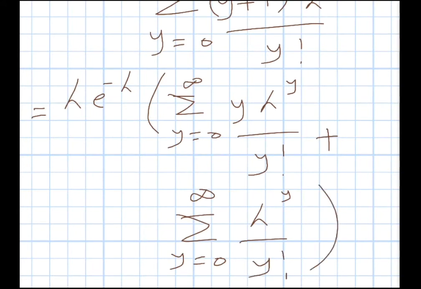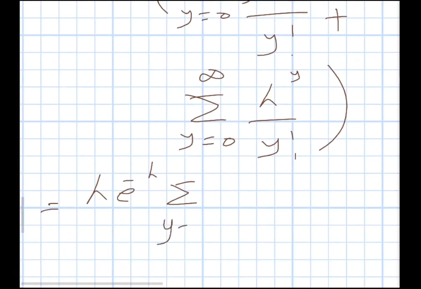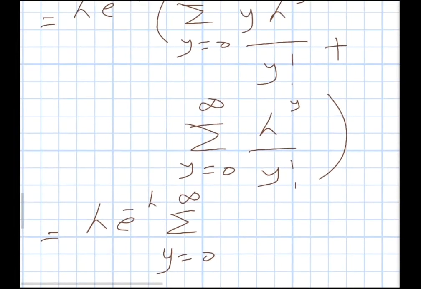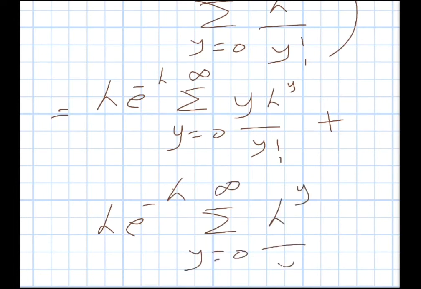Okay, now we can say lambda e to the minus lambda, the sum from y equals 0 to infinity of y lambda to the y over y factorial, plus lambda e to the minus lambda, the sum from y equals 0 to infinity of lambda to the y over y factorial.